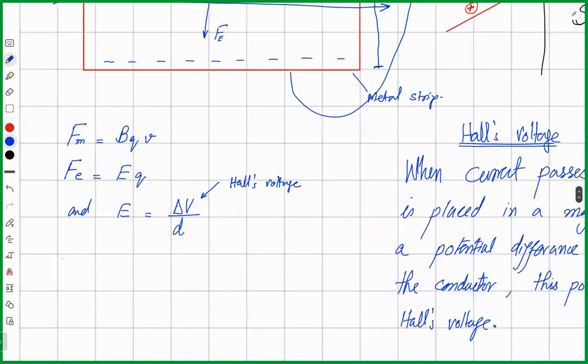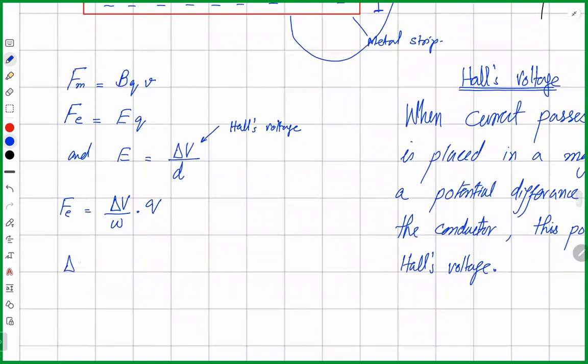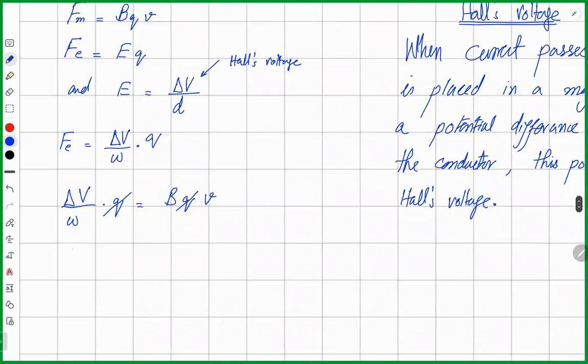So electric force is delta V over W into Q. And delta V over W into Q equals BQV. And we can see that the Q and Q get cancelled. Hall voltage, let's call it Hall voltage, equals BWV.